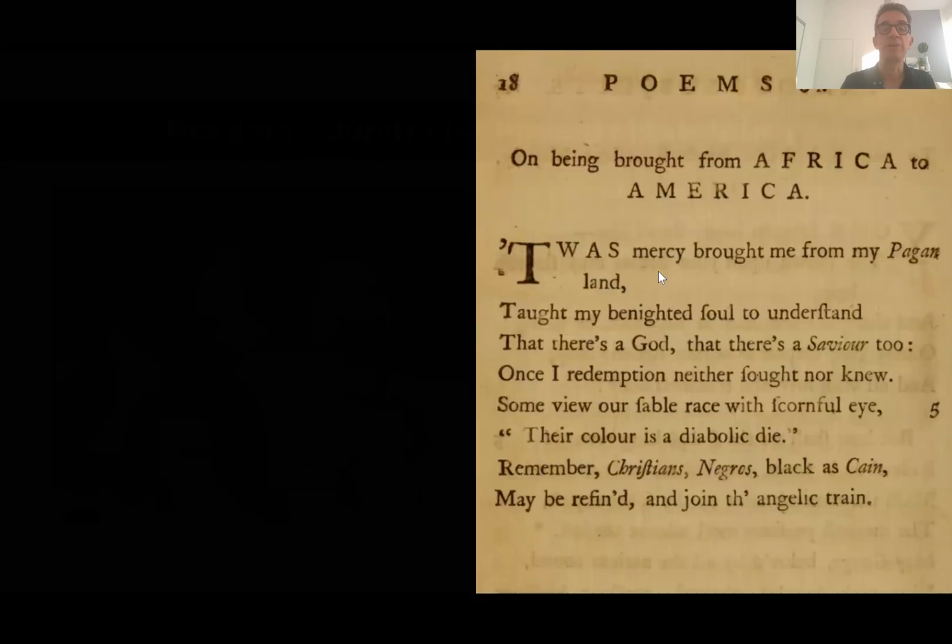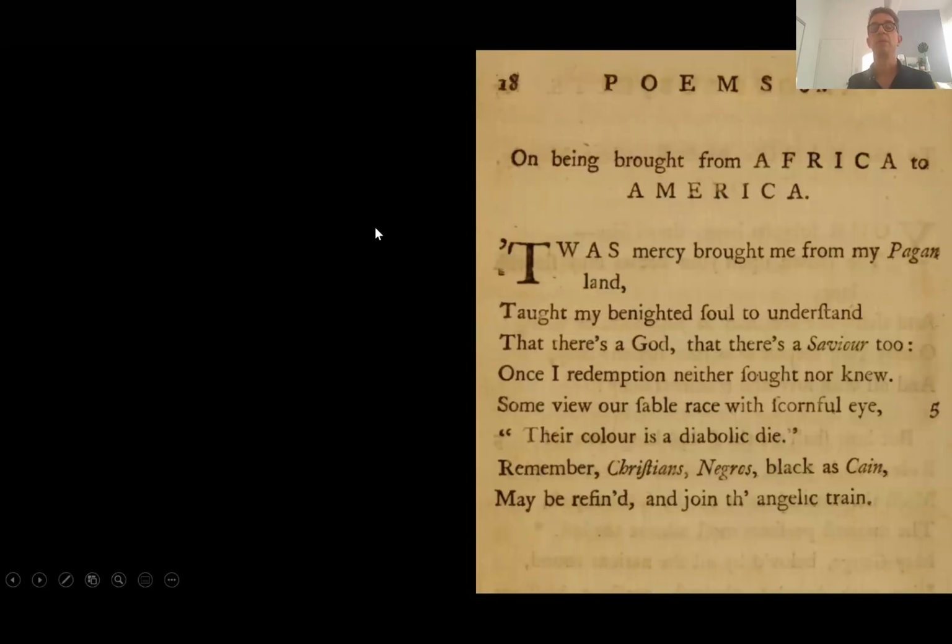So now we can look at this poem here. "On Being Brought from Africa to America." This is a very frequently anthologized poem. If you've ever read Phillis Wheatley's poetry, you've probably read this one, if you've never read anything else by her.